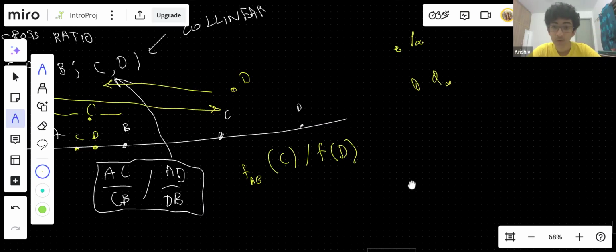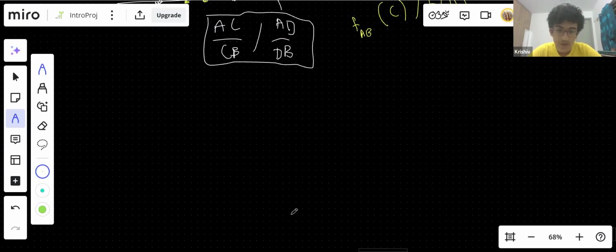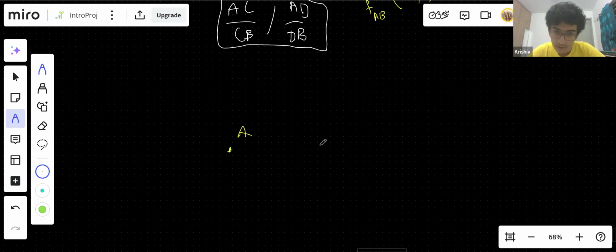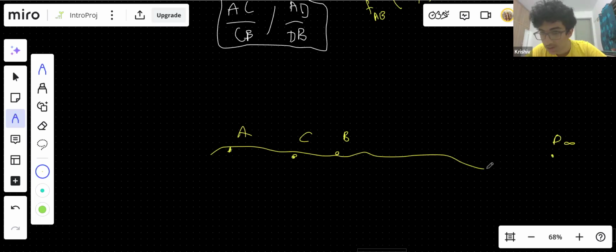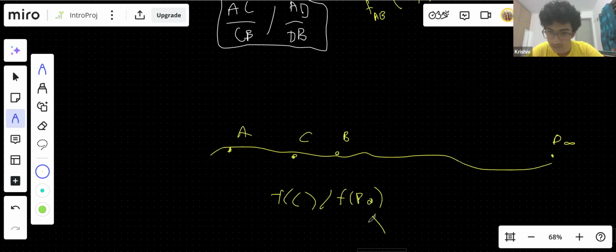But if only one of the points is at infinity, so if I have A, B, and C in the middle, say, and a point at infinity, then I'll define the cross ratio to be f of C over f of P infinity. So I'll define f of P infinity to be 1.